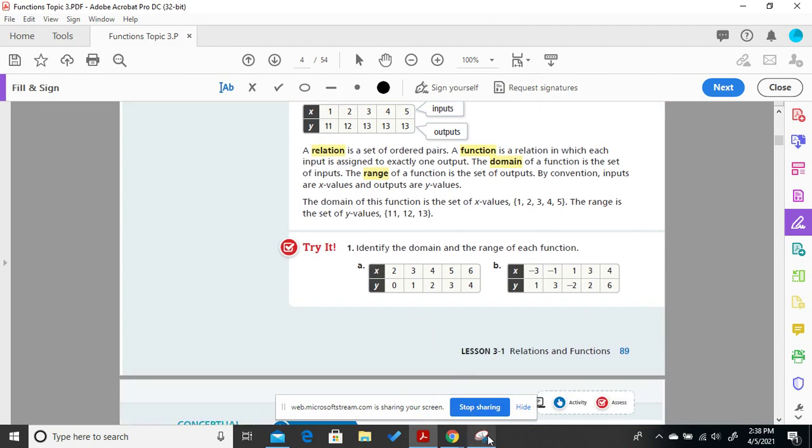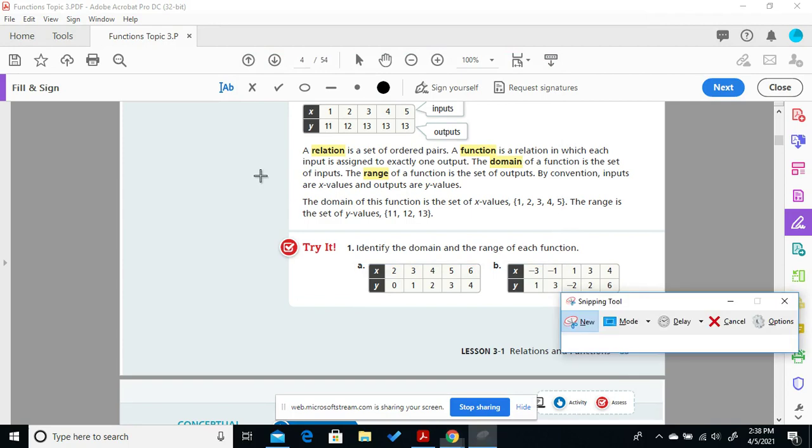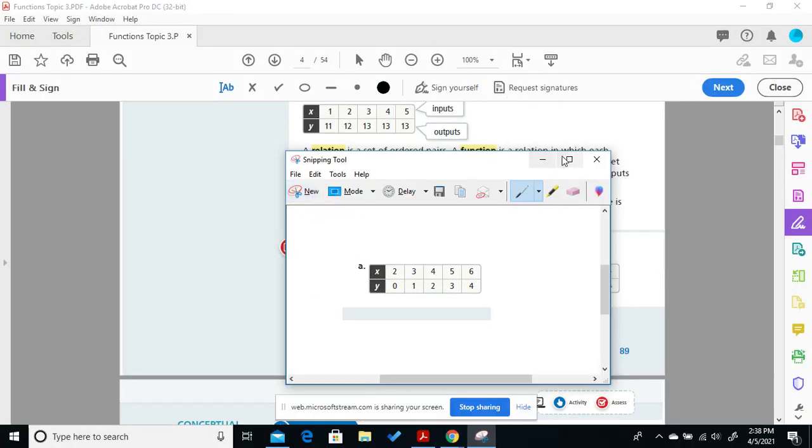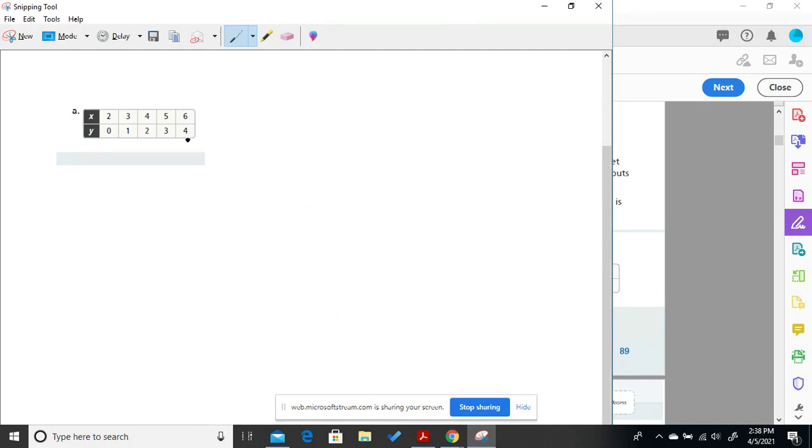We have 2 try-it problems. Let's work them together real quick. We're going to do number 1A. It says identify the domain and range of each function. Okay, so we're going to do the same thing we did just now. So we're going to have a domain. We're going to have a range. Little squiggly, little squiggly.